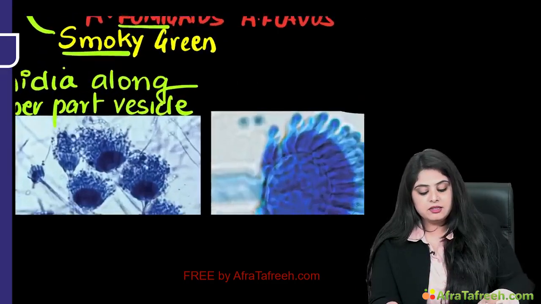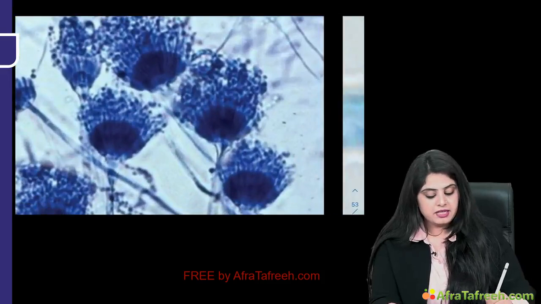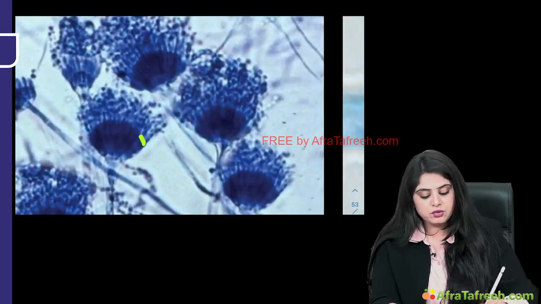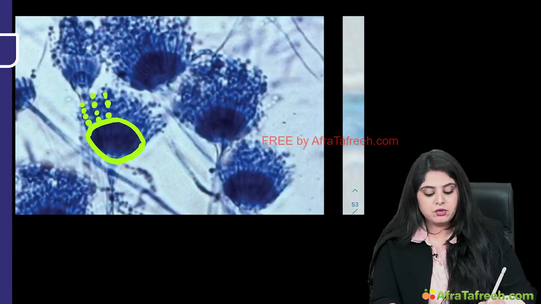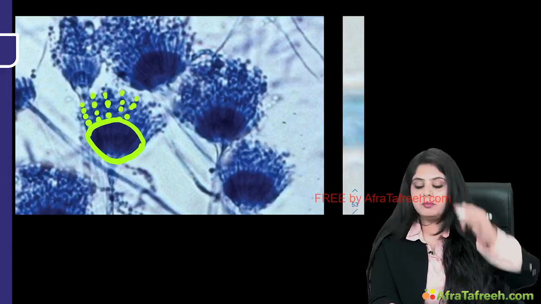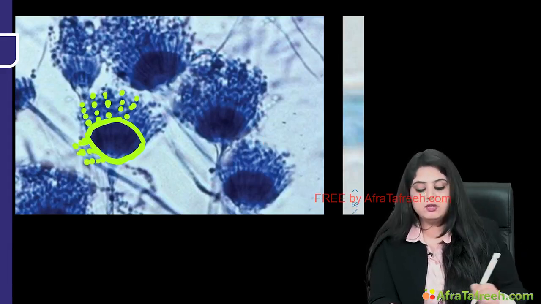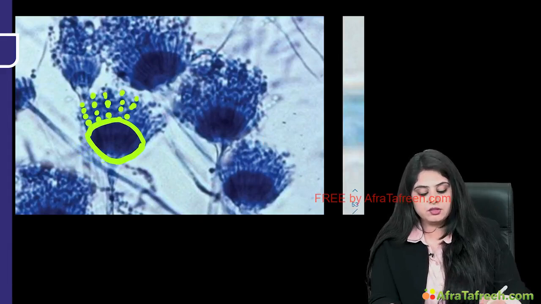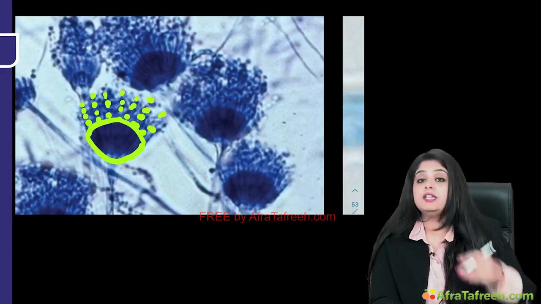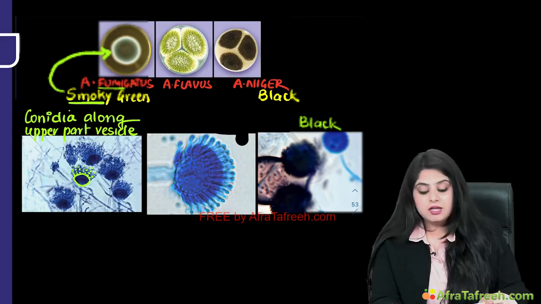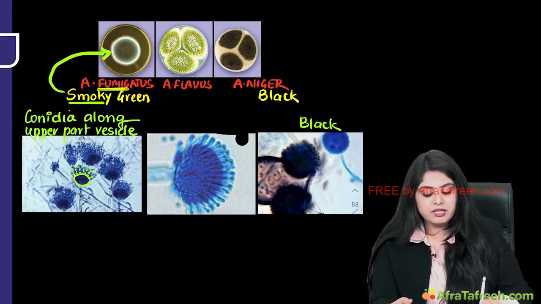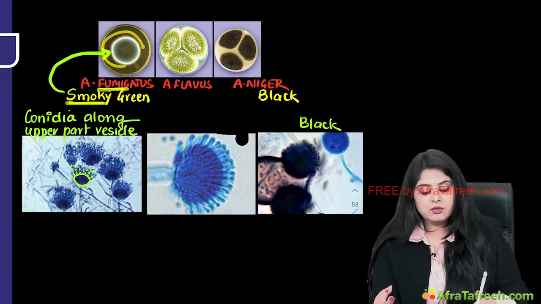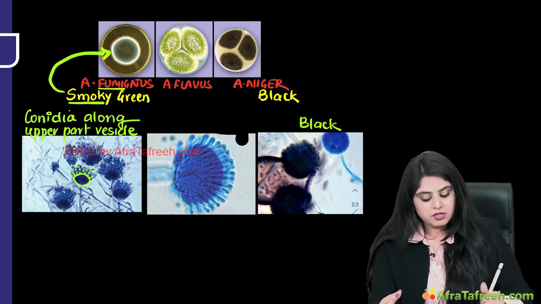So if I look at the slide below, tell me, do you know what you call this structure? It is conical. This is a vesicle and you can see some dots coming on top of it. So are the dots present only in the upper part or are they present on the side also? You say, no ma'am, the dots are not present on the side. Conidia are only on the upper part. Why? Because fumes go up. Fumes are always going to go up. So conidia are always going to be in the upper part. Remembered? Aspergillus fumigatus, fume is smoky. So the color that you get is a smoky green color and conidia are going to be only in the upper part.